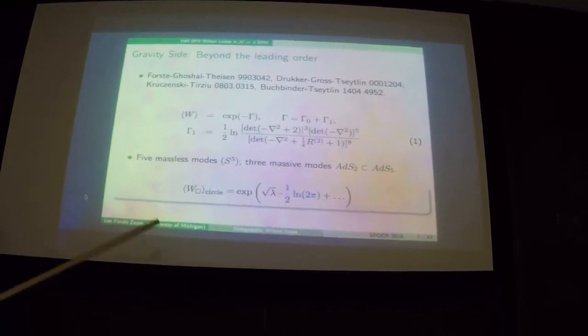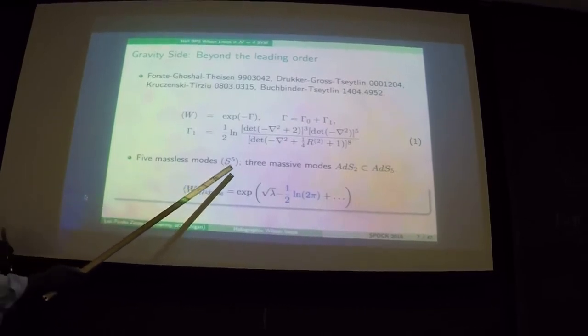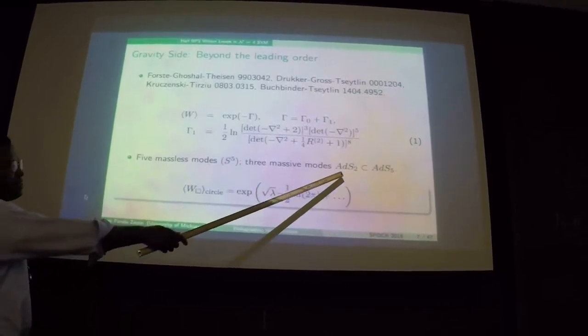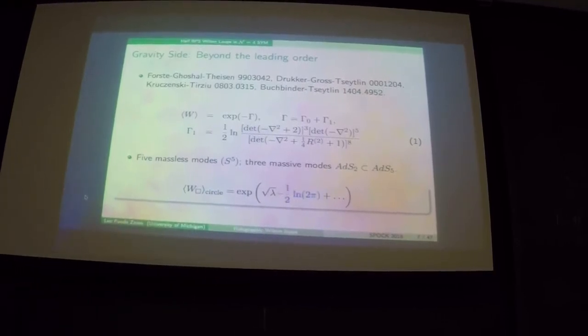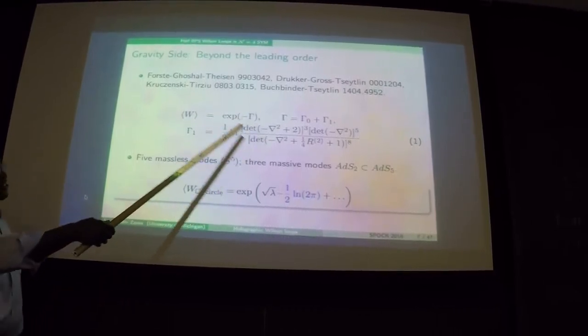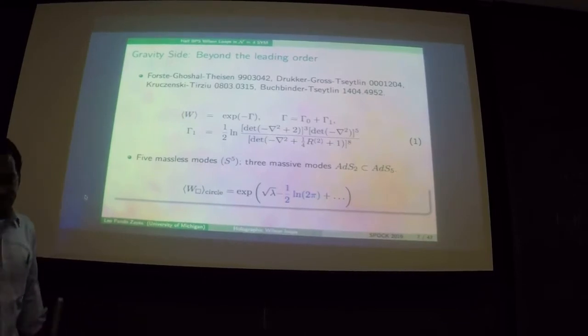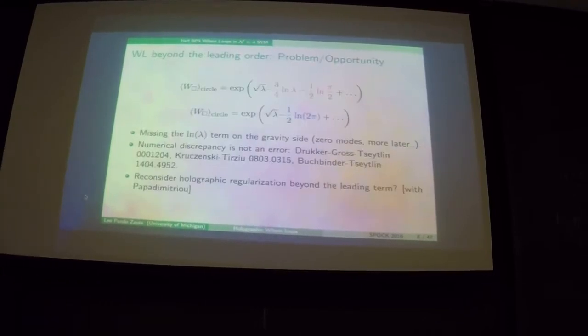It's very intuitive, right? I have 5 massless modes because I have a point on S5. And then I have 3 massive modes that essentially describe embedding AdS2 inside AdS5. AdS2 is the worldvolume of this supersymmetric worldsheet. The answer to the one loop computation essentially gives you this minus half log of 2 pi. So let me put the two things together. They don't agree.